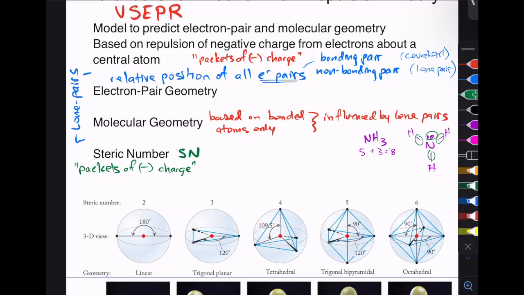The steric number is going to be equal to the number of lone pairs. Now, not the number of electrons in the lone pairs. Now we're just looking at the packets. So the pairs are the packets, okay? The lone pairs. And instead of looking at the bonding pairs, we're going to look at the number of atoms bonded.